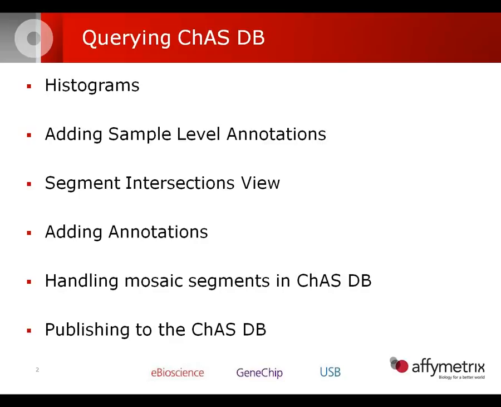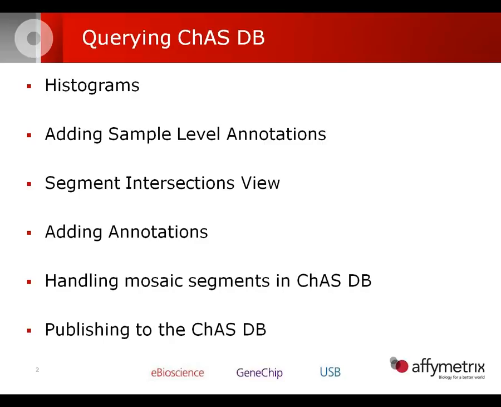First, we're going to review histograms, which is a representation of the segments that are currently in your database, and how to filter the histograms using certain aspects which are applicable, such as sample type or call. We will then show how to add sample level annotations, such as phenotype or interpretation.